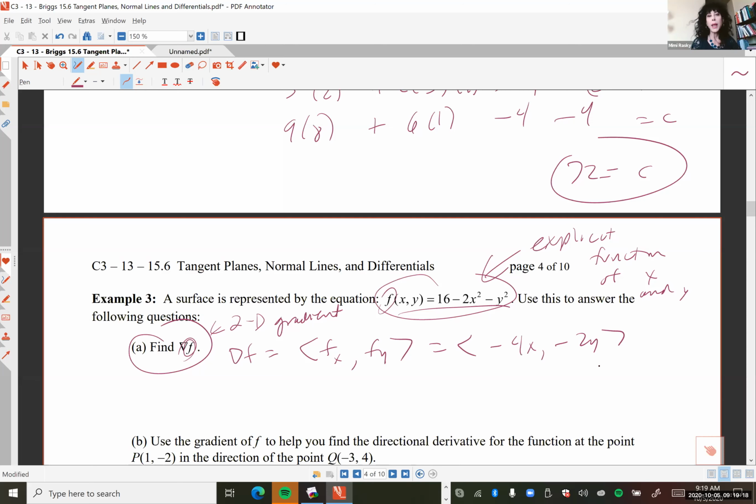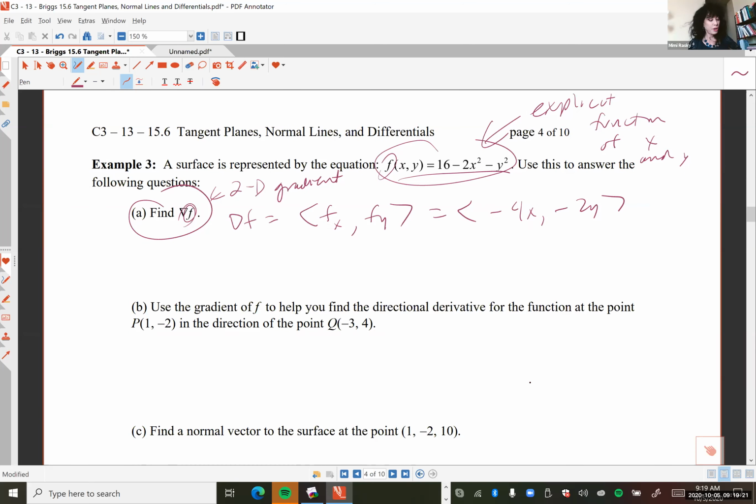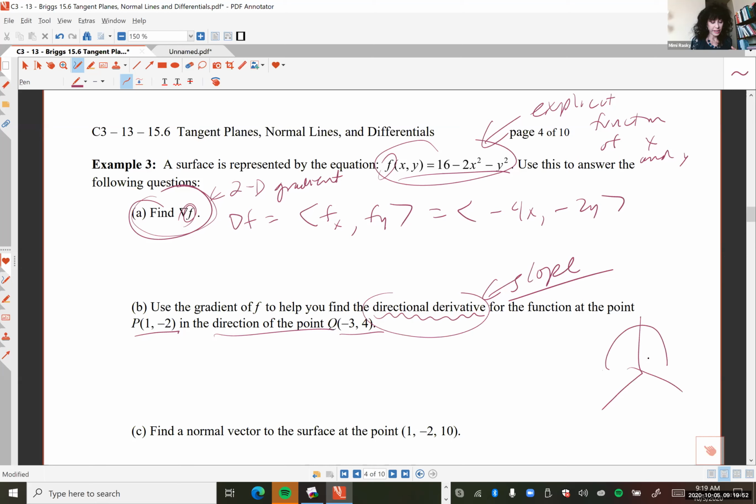Done. Move on. Okay, letter B. Use the gradient of f to help you find the directional derivative for the function at the point P, which has coordinates 1, negative 2, in the direction of the point Q with coordinates negative 3, 4. Now, folks, when they're asking you for a directional derivative, which is basically a slope, you are to use the little gradient, the little two-dimensional gradient. You need a two-dimensional vector, like when you're standing on the surface. Let's say you were standing on some mountain here. Here you are with your skis. Hey, I want to know the slope in that direction.